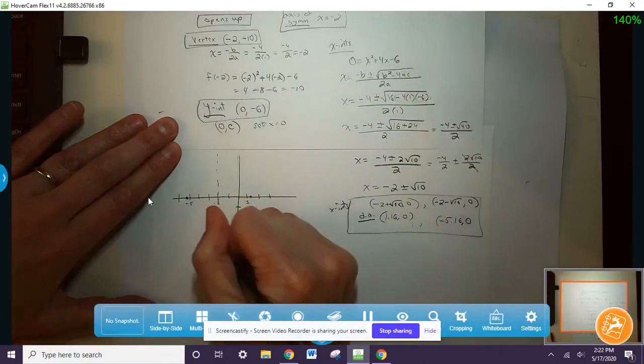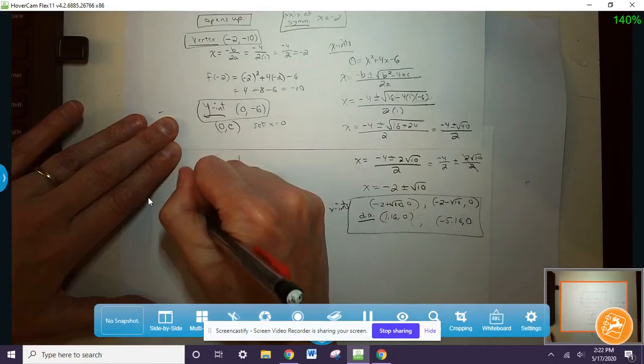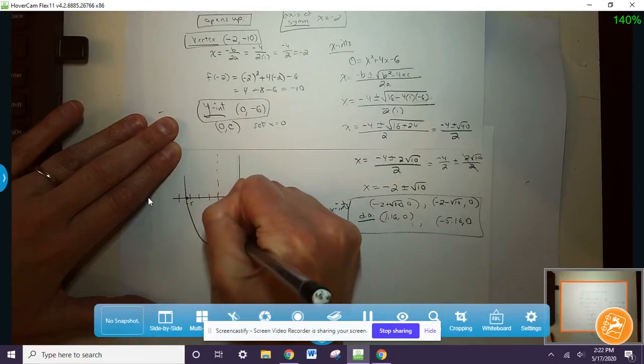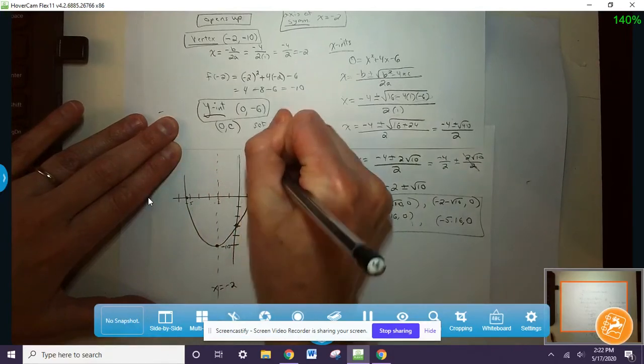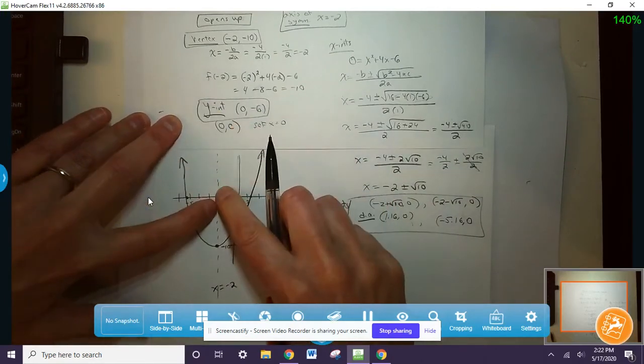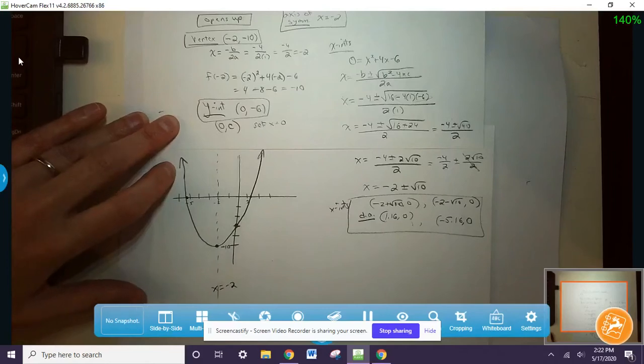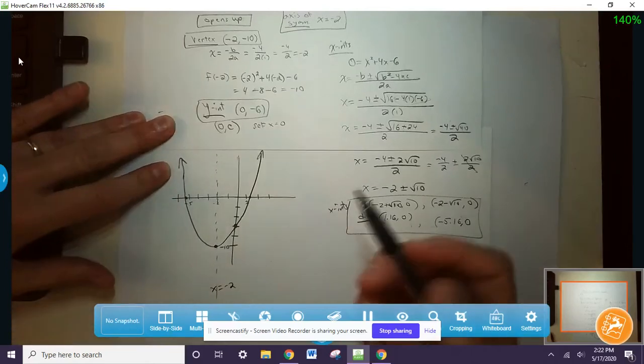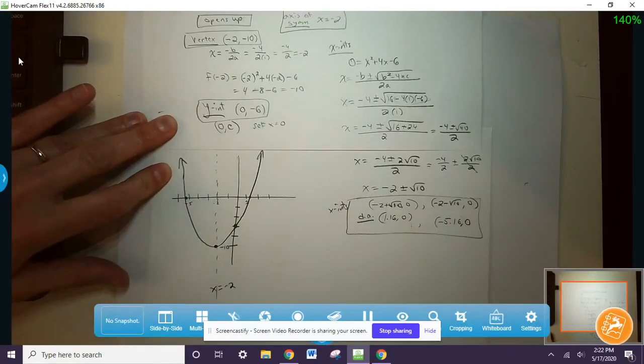Because now when we make that nice U-shaped curve, connecting the dots, this axis of symmetry should be a line where if we were to fold along that line, these two sides match up with each other. Of course, mine's not going to be perfect, and I don't expect yours to be either, but that's pretty good.